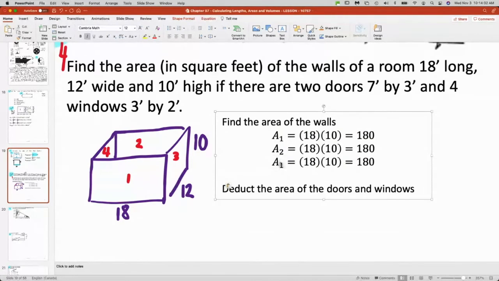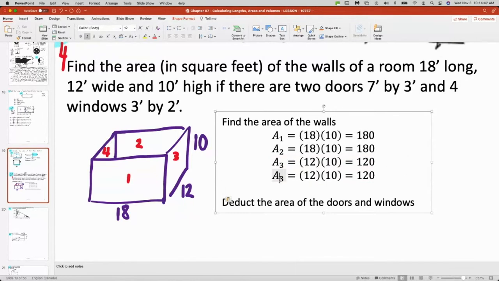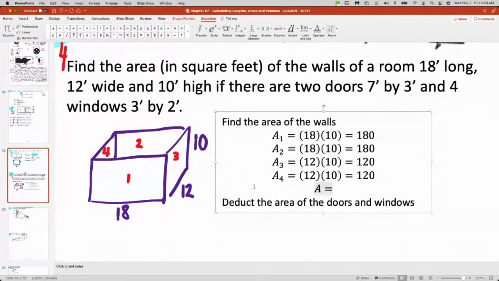But the third wall is a different area. It's going to be 12 by 10, which is 120. And then the area of the fourth wall, thank you, Marco. The fourth wall is going to also be 120. This is too slow, by the way, but I'll just do it this way to start. So the area is going to equal, add those up. What do you get? 600? Thank you.